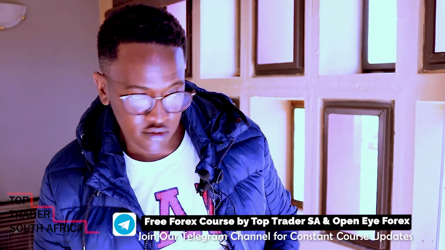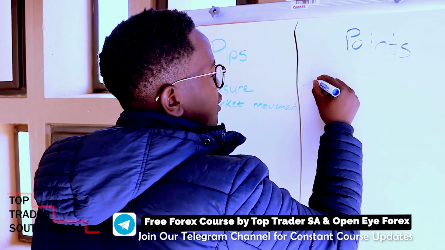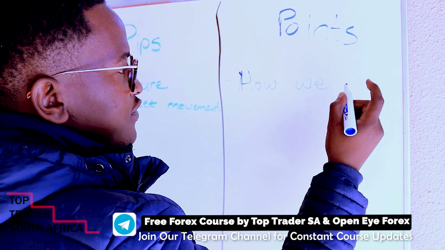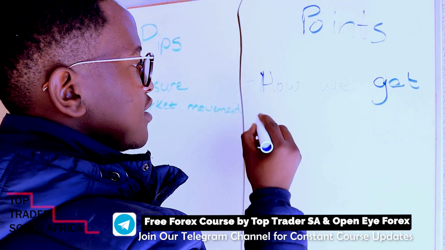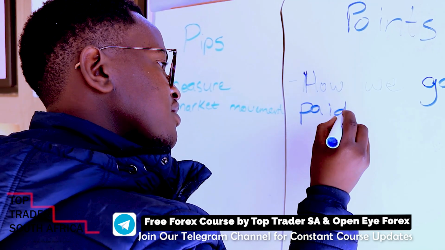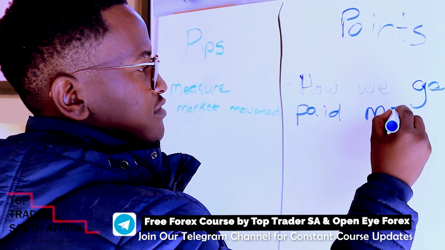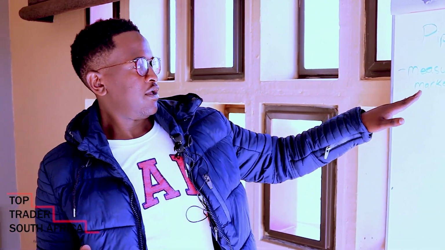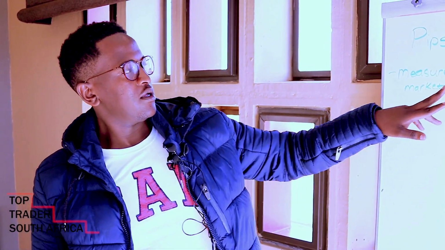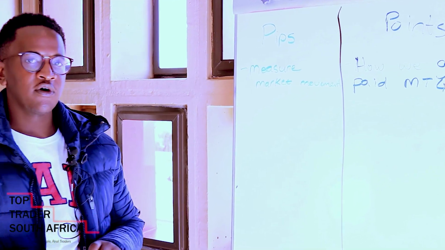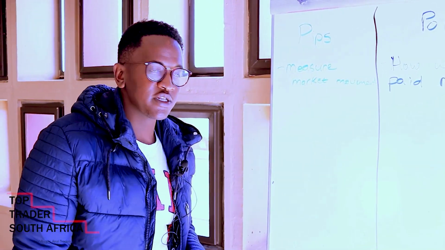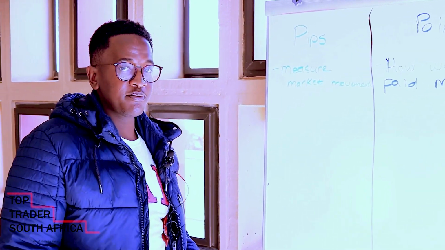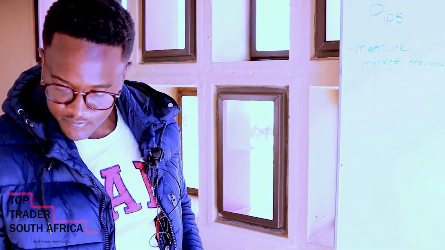Whilst points is how we get paid on MT4. I'll show you now. Points is when we go on MetaTrader 4 and we actually measure the market movement. This is how we'll get paid on MetaTrader 4 on a point basis, not on a pip basis, but on a point basis.